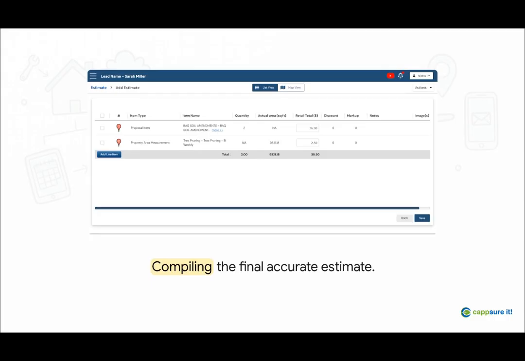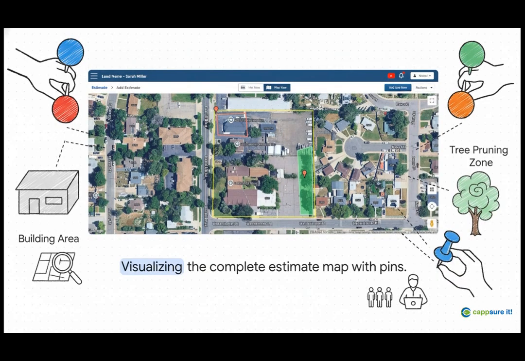It flawlessly combines your map-based area measurements, like that tree pruning zone, with standard proposal items, like physical bags of soil amendments. It's essentially bringing your spatial data and your physical inventory together into one unified, perfectly clean view. But hey, a list is just a list, right?